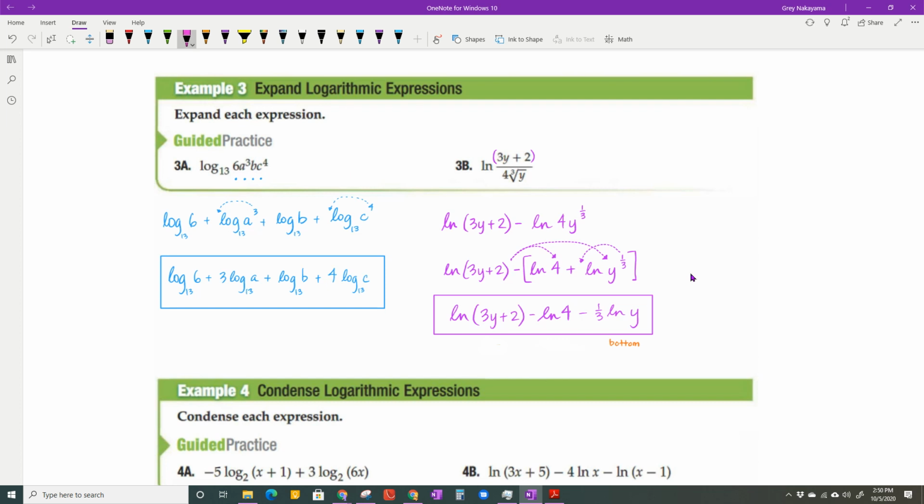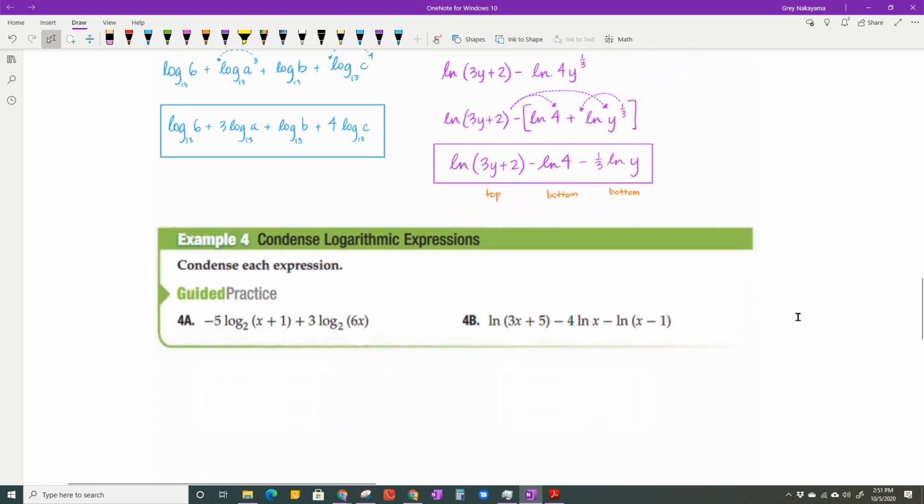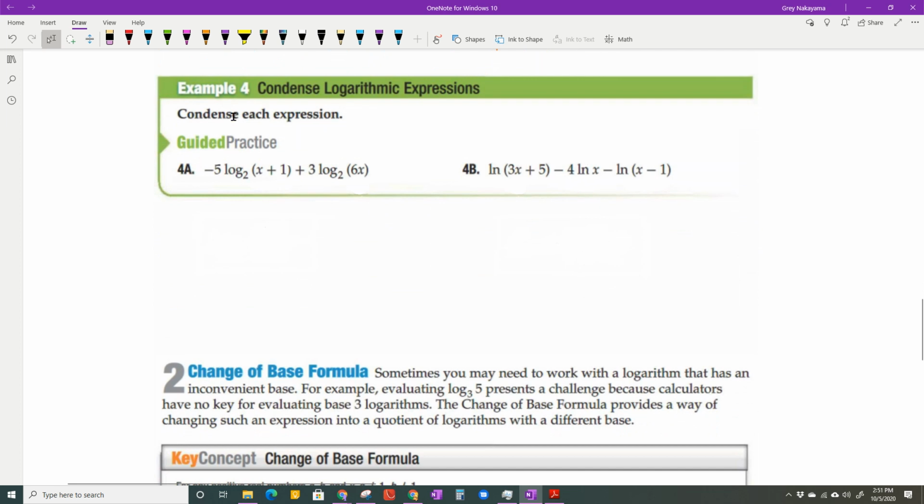Okay, now why does that bottom show up there? Because I want to point out to you that that expression was on the bottom, y to the 1/3, 4 was on the bottom, and 3y plus 2 was on the top. So you really can, it will always work, y'all. That's why I'm telling you, and I think it makes it easier because a lot of people tend to make mistakes in all this. Whatever's on the top is going to be positive, and whatever's on the bottom is going to be negative. And if you can remember that, it makes going backwards a lot easier, which is what you have to do to condense, which is a very important concept.